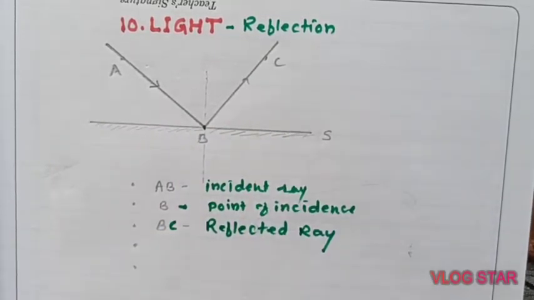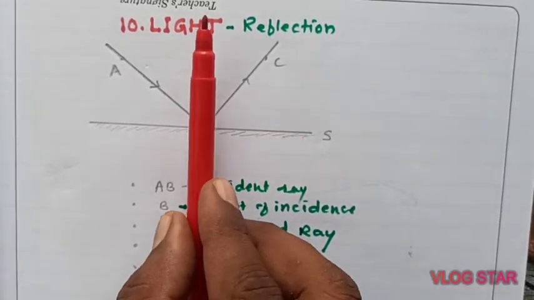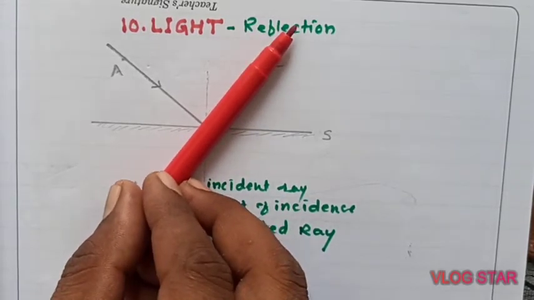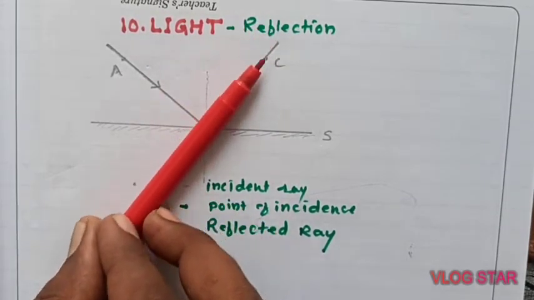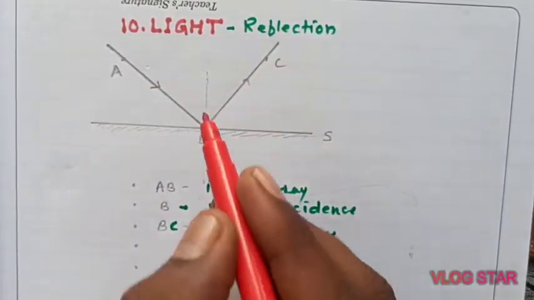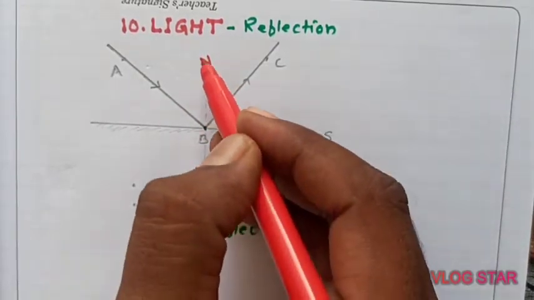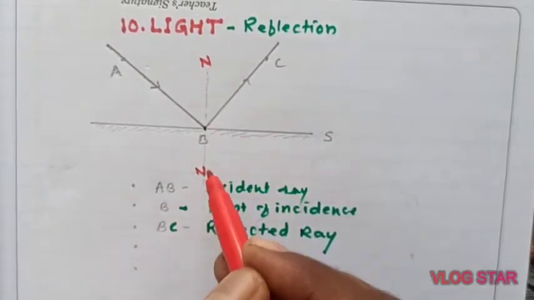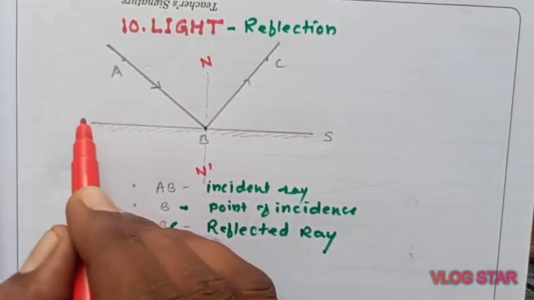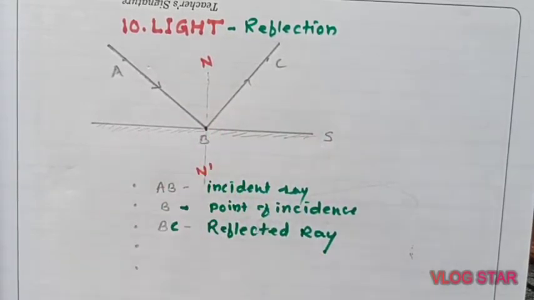Now my question is, what would be the direction of BC? Whether it reflects like this, like this, like this, or exactly like this. What is the guarantee that the reflected light goes in the direction of BC? To understand that, we have one perpendicular, n dash, at the point of incidence. n dash is perpendicular to the surface S, making an angle of 90 degrees.